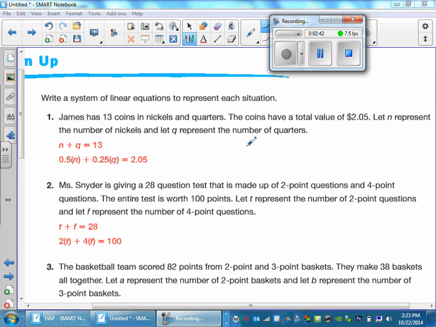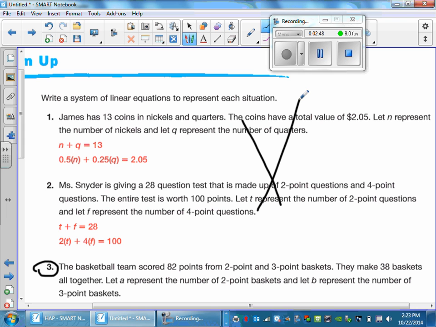All right, number 3 on your homework will be this one. You don't have to do 1 or 2, but if you want to pause and read these 2 so that you can know kind of what's going on, go for that. But number 3. So for number 3, you want to come up with 2 equations, just like they did in the other 2. Come up with 2 equations and then solve. 11.3 and 11.4 are all about solving.